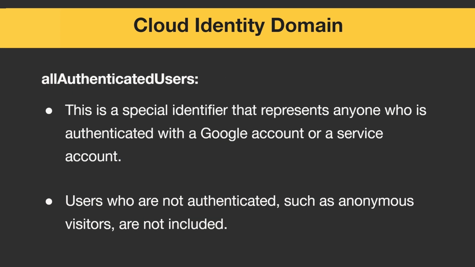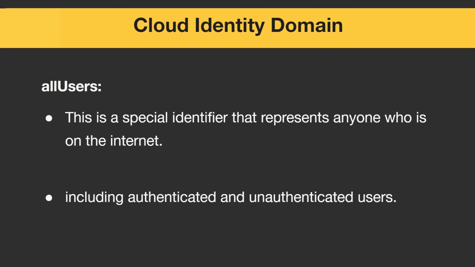In the Cloud Identity domain, we have allAuthenticatedUsers, a special identifier that represents anyone who is authenticated with a Google account or a service account, and not users who are unauthenticated, such as anonymous visitors, which are not included in any Gmail, G Suite, Google groups, or Cloud Identity domain. We have another type called allUsers. This is a special identifier that represents anyone who is on the internet but not on Google. It includes all authenticated and unauthenticated users.